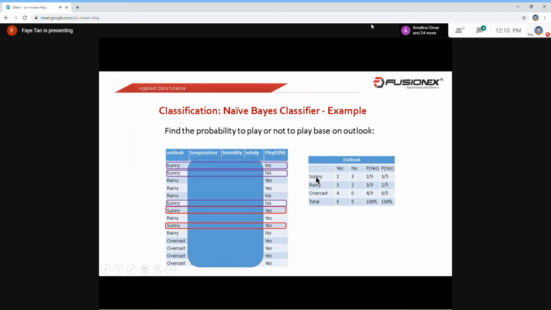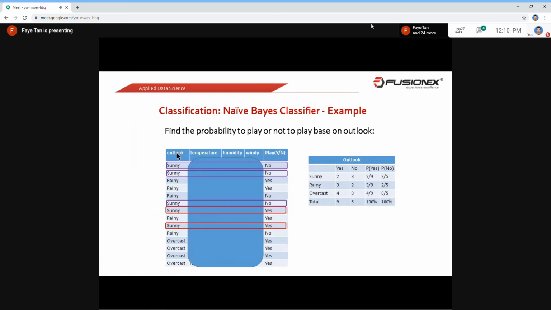So sunny and yes going out, the probability is 2 out of 9 because under yes there are 9. Then rainy, yes, is 3 out of 9. Overcast is 4 out of 9. Under no, the total is 5, so 3 over 5, 2 over 5, 0 over 5. So this probability table is built based on outlook only.